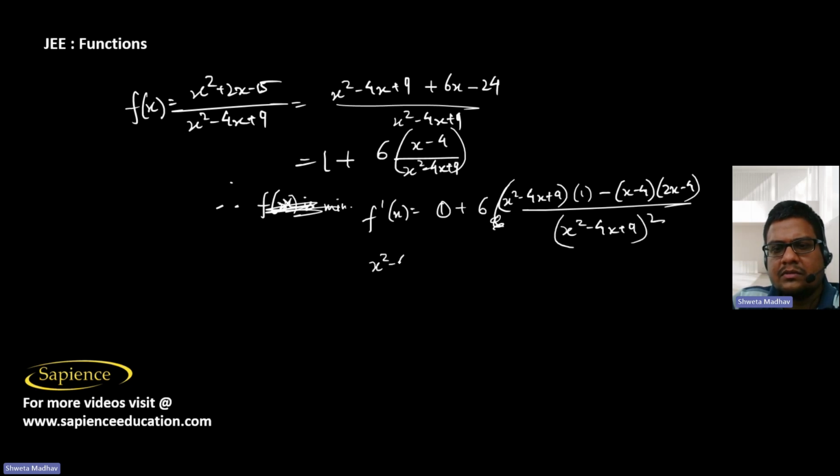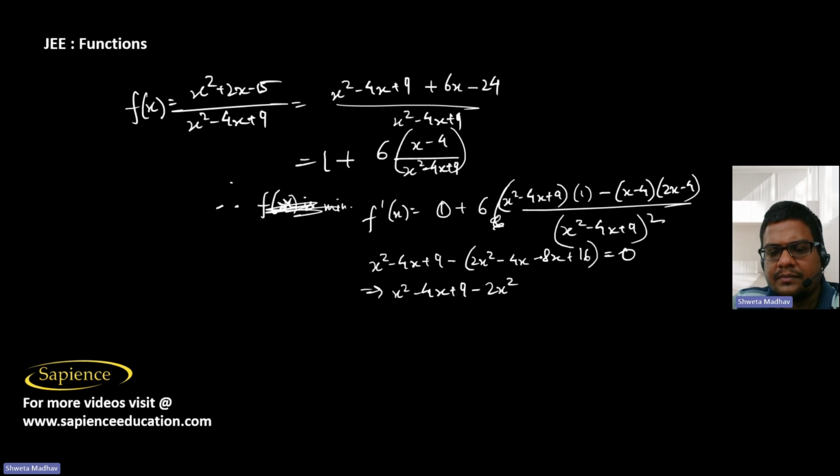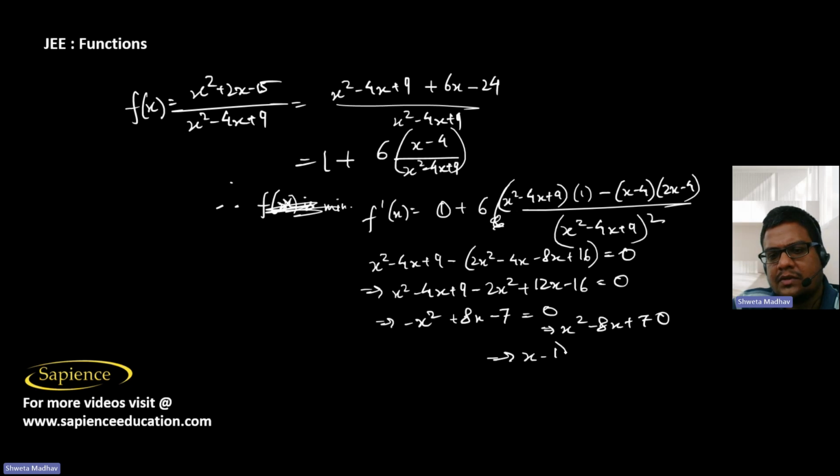So when this part is 0, then it will be x square minus 4x plus 9 minus 2x square minus 4x minus 8x plus 16, that is equal to 0. So this will be x square minus 4x plus 9 minus 2x square, plus 12x minus 16, that is equal to 0. So this will be minus x square plus 8x minus 7 equal to 0. So I can say x square minus 8x plus 7 equal to 0. So x minus 1 into x minus 7 equal to 0. Therefore at x equal to 1 and 7, f dash x will be equal to 0.